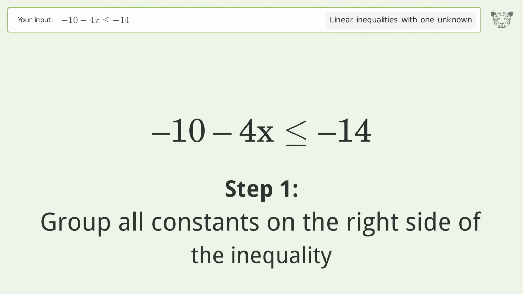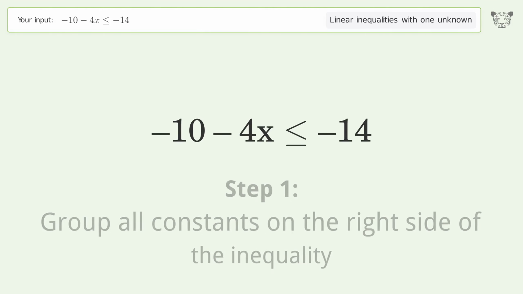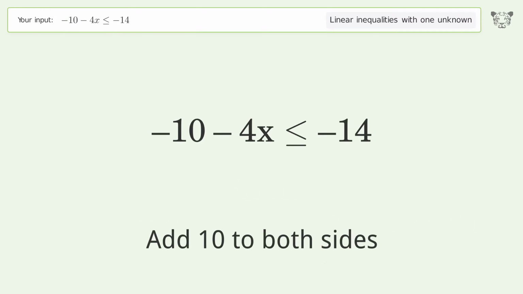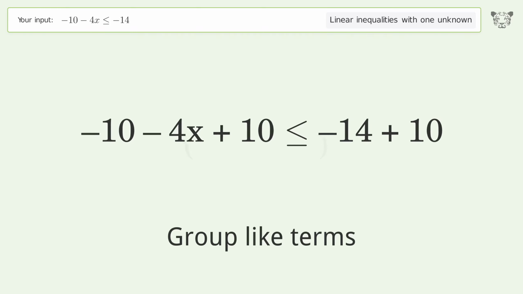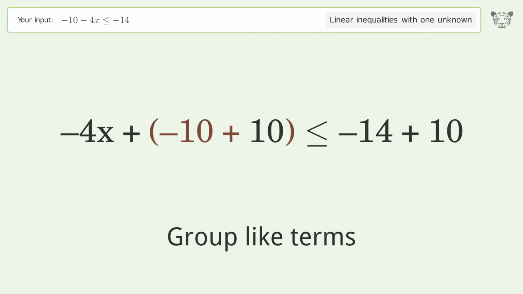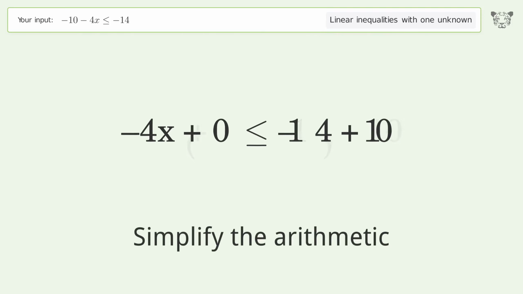Group all constants on the right side of the inequality. Add 10 to both sides. Group like terms. Simplify the arithmetic.